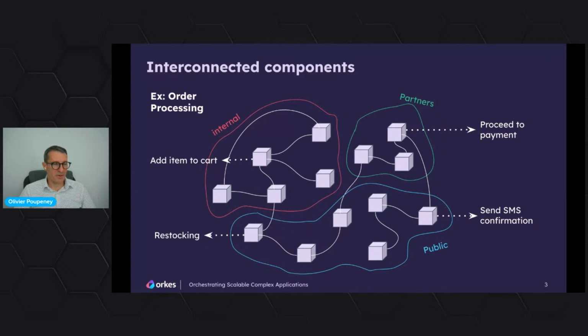In the case, for instance, of an order processing system, we can have the service to add an item to the cart in our internal system. When the user goes to the payment, we can use a partner service. And if we need to send an SMS confirmation about the order, we can use a public service. And also for restocking, we can go to another public service. So all of this routing or chaining between services can be a complexity and a difficulty when we come to development.